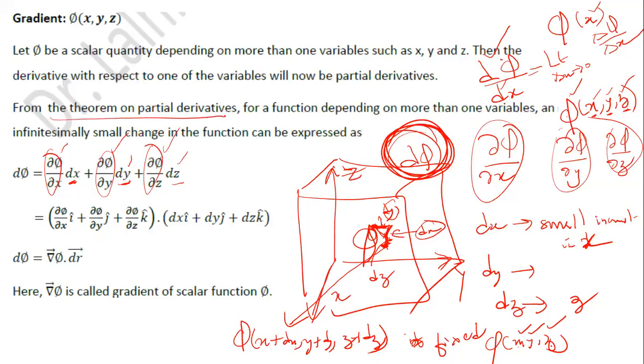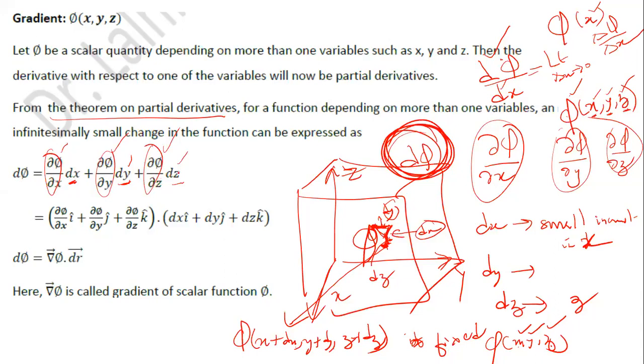This is a theorem on partial derivatives in mathematics, so this is nothing you need to memorize or anything complicated at all. If you have to find any incremental change in this function phi, then it is given by this: d phi is equal to del phi upon this.